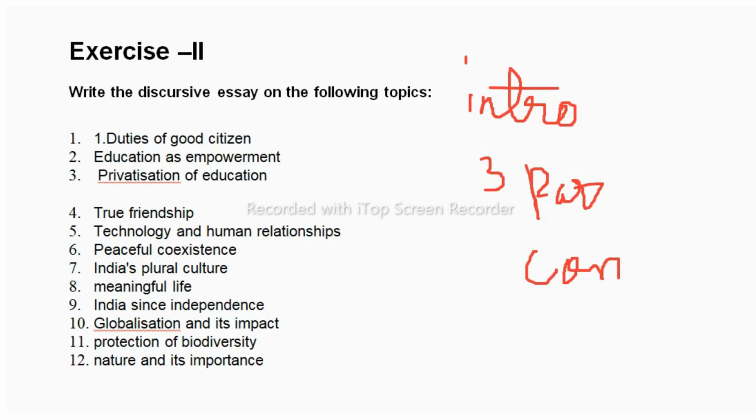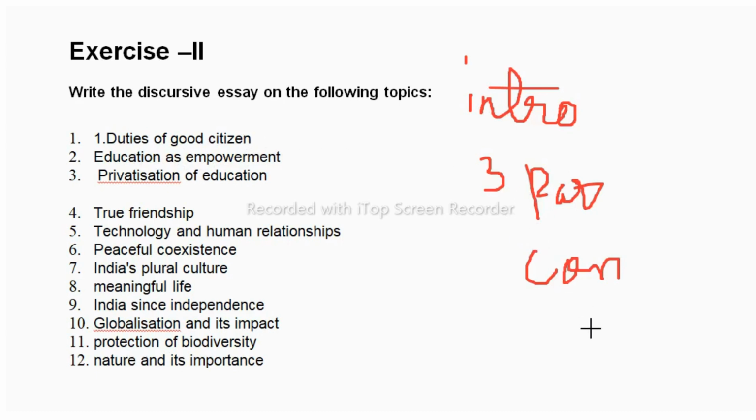Morality and statesmanship is necessary, right? Now let's see the three paragraphs, which is the main body. This will be your introduction, so this will attract your readers to read the essay, because here you are going to see the duties of the citizen.